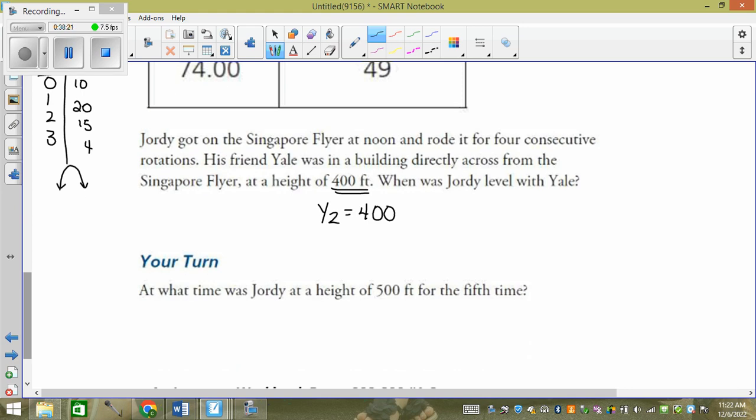I'm not making you do that. I want you to do this. At what time was Jordy at a height of 500 feet for the 5th time? I want the 5th time he was at 500 feet. So our Y2 is now going to be 500, and I want the 5th time. You're going to count. So 1, 2, 3, 4, 5. You're finding the 5th intersection.